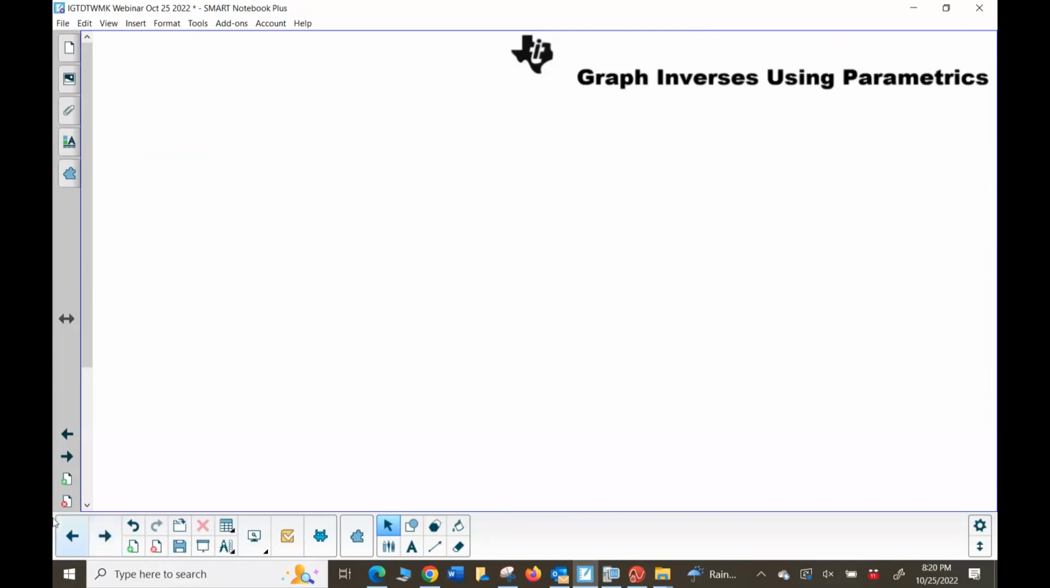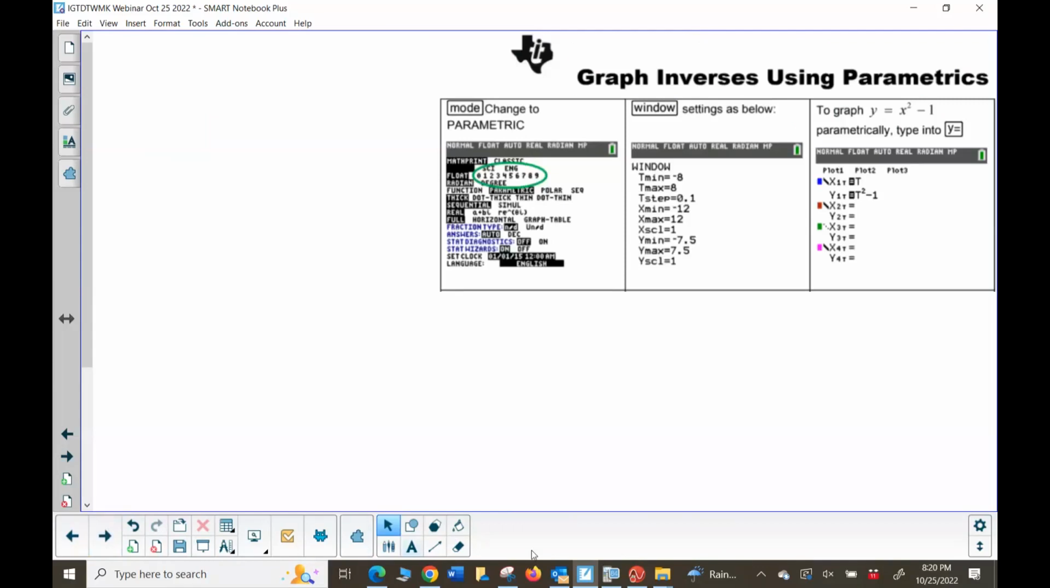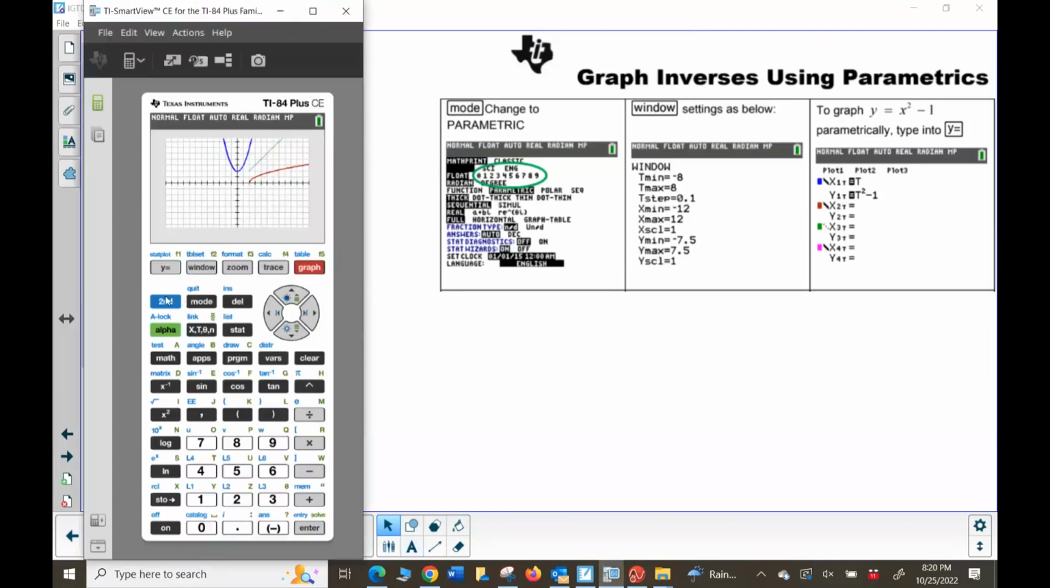So let's go ahead and give this one a shot here. Again, I'll run the program because it's going to set all these things up for me, put it in parametric mode and all that other good stuff. But if you don't want to use the program, you can just type in this information. Using parametrics is number 6 according to my list, so that'll be in set 1, and it's the 4th one down, inverses with parametrics.